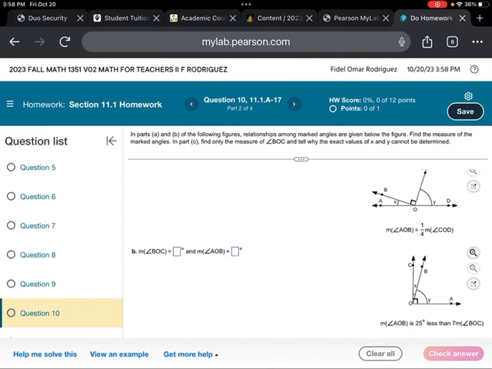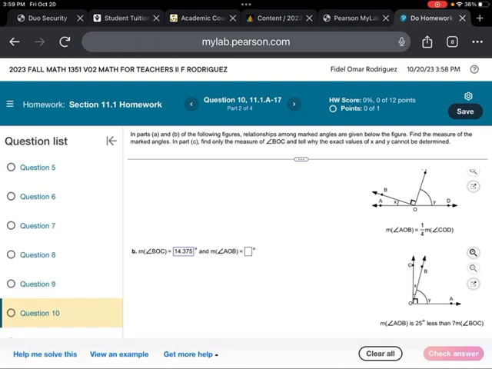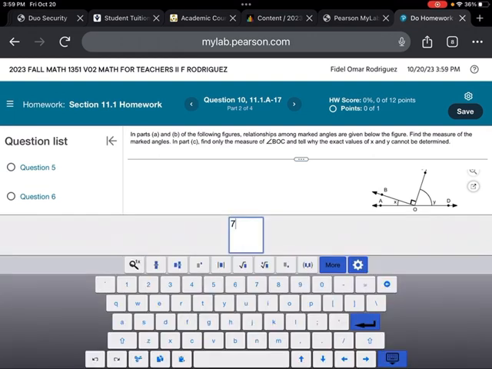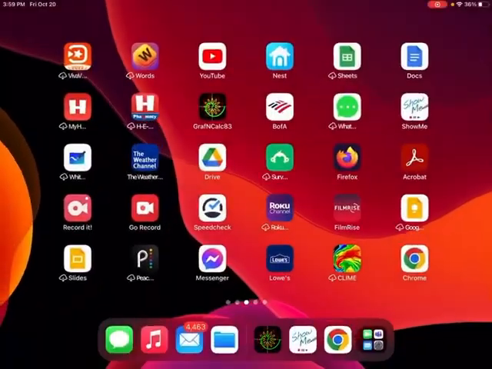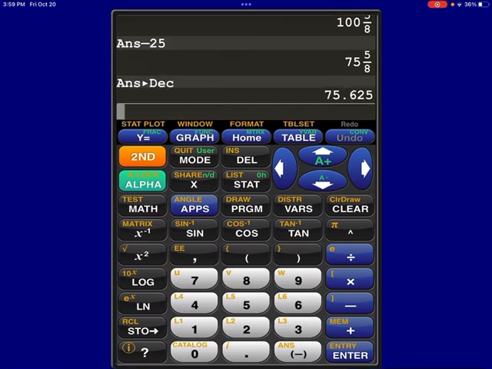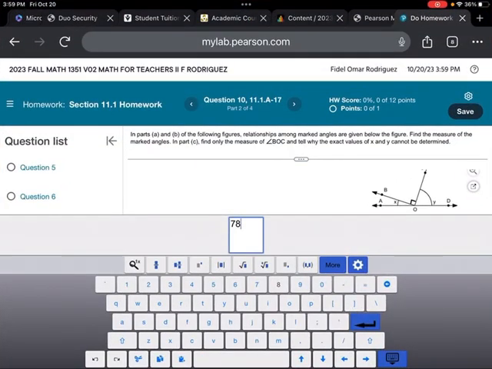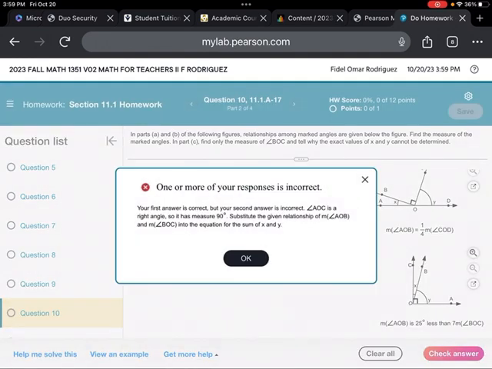I don't know, they might want me to use decimals or fractions. So BOC, that was the 14.375. Let me do it like that. And this one we came up with like 75 and something. Let me convert it to a decimal: 0.625. Again, I'm not certain if they want me to use a decimal or a fraction. So I'm first going to check with a decimal, y'all.